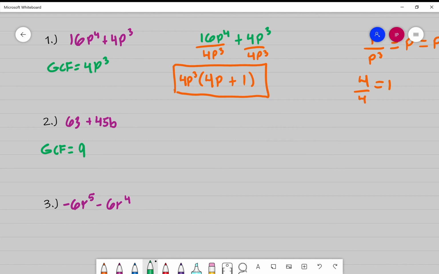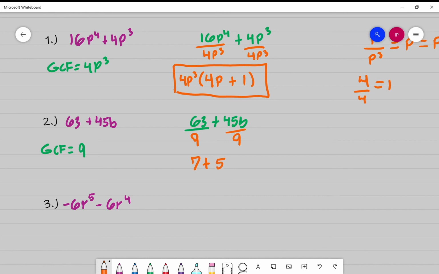Alright, there we go. So, like in the previous example, we're going to take the numbers that we were given and divide by our GCF. And let me put that in orange. Divide both of these by the GCF. 63 divided by 9 is 7. Plus 45b divided by 9 is 5.